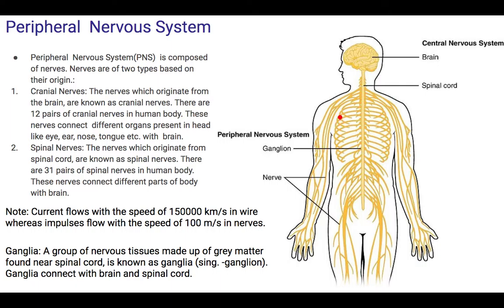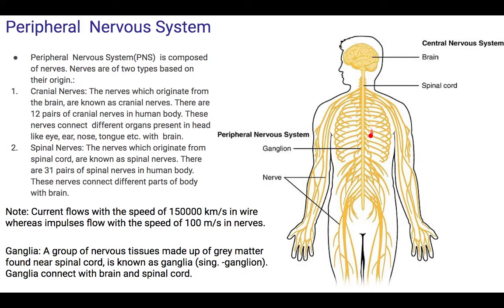So there are two types of nerves according to origin, and those nerves which originate from the brain are known as cranial nerves. These nerves are 12 pairs in human. Every species has a different number of cranial nerves. In human, there are 12 pairs of cranial nerves, and these nerves connect different organs present in the head. Our head has many organs like ear, eyes, nose, tongue. So these nerves connect to different organs present in the head.